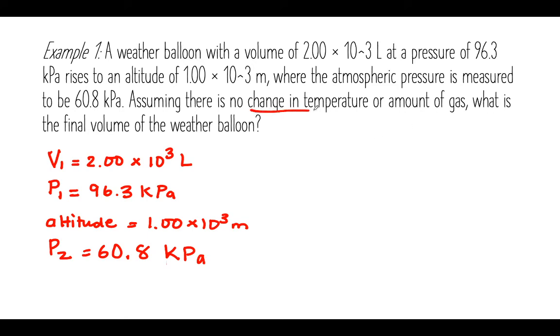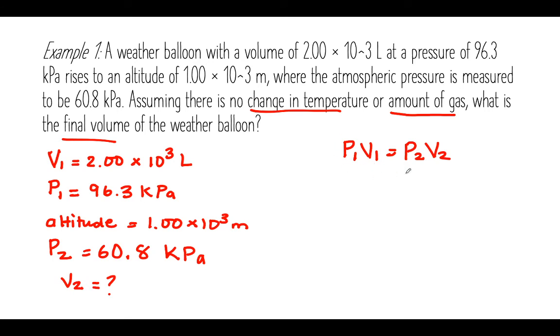Now take a look at what the question is asking. They're assuming that the temperature does not change, and they're assuming that the amount of gas does not change either. We are asked to find the final volume, so V2 is equal to question mark. So let's take a look at our formula. Our Boyle's law formula says P1 times V1 is equal to P2 times V2, right? According to this formula, if you have 3 of these variables, you can easily solve for the 4th one. So I can solve for V2.